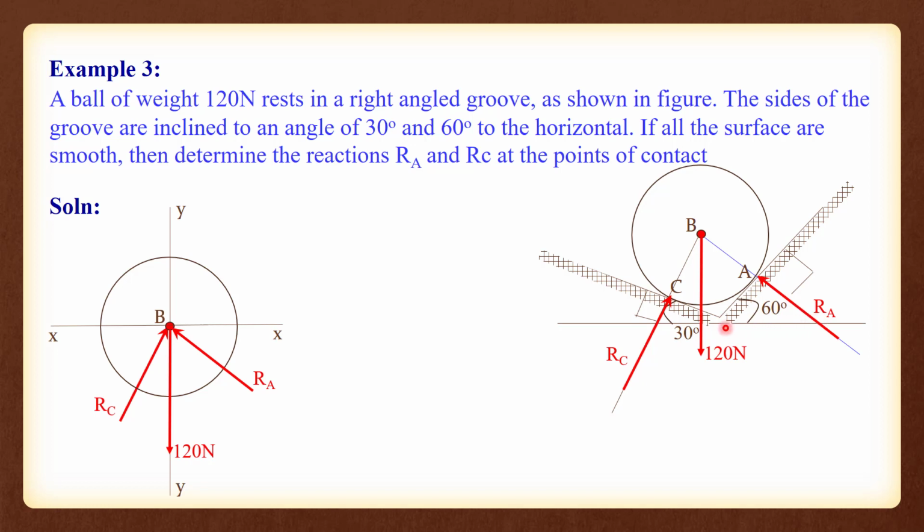Then you consider this right angle triangle. Now you know this angle, right? That is 30 degrees, and this is 90 degrees. So this angle will be 60 degrees. So you got that angle. I can mark that angle here.